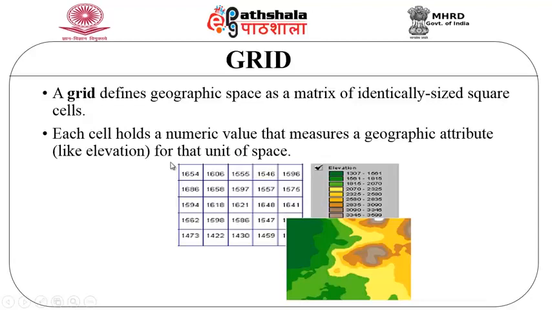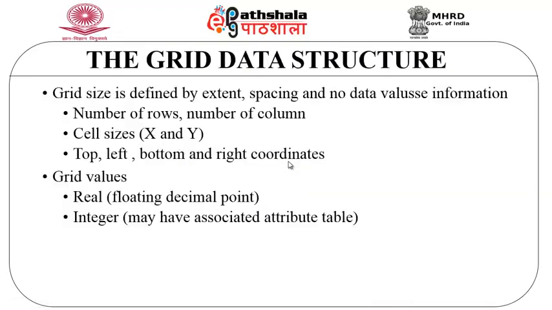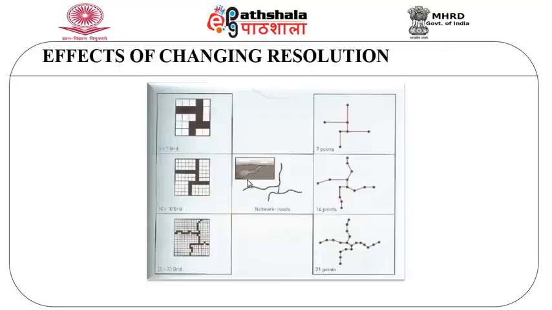Each cell holds a numeric value which measures a geographical attribute, for example an elevation value for that unit of space. If you look at the grid data structure, it is defined by the extent, spacing, and no-data value information. There are the number of rows and number of columns. You have cell sizes, you have top, left, bottom and right coordinates, and there are grid values, real and integer.